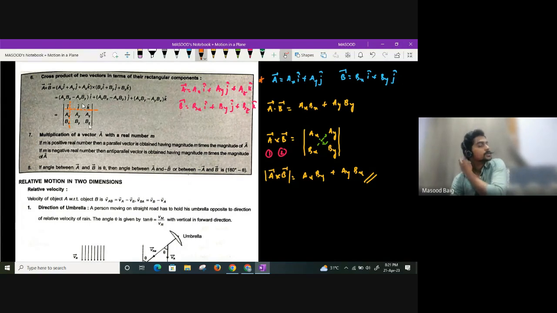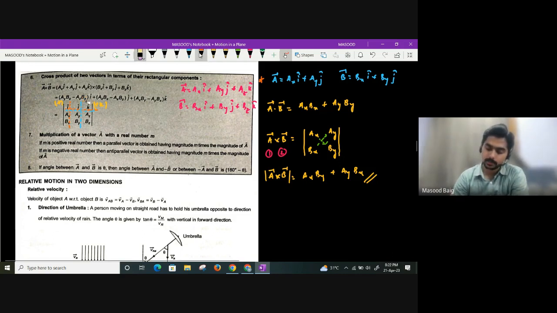Yes. Similarly, I want to find J component or Y component. What I'll do? I'll block column and row. What I'll get? AX, BZ, AZ, BX. See, AZ, BX minus AX, BZ. But here, for this coefficient will be plus, for this coefficient will be minus, right? For this also coefficient will be plus. Clear, all of you?